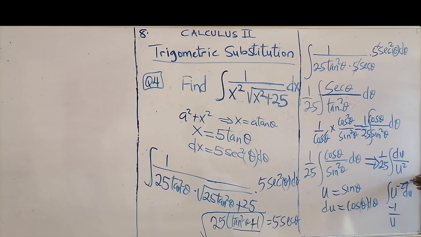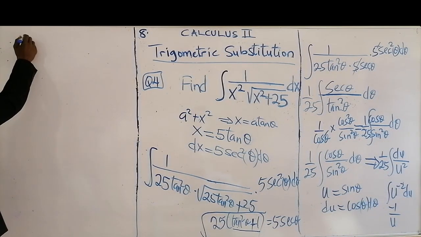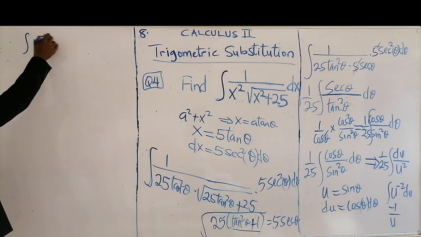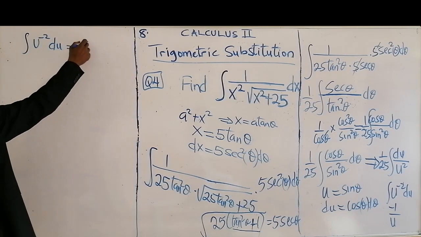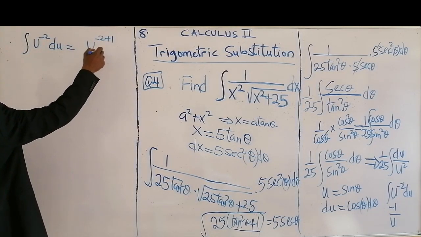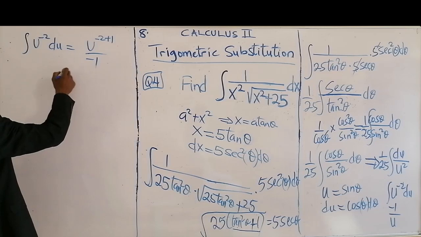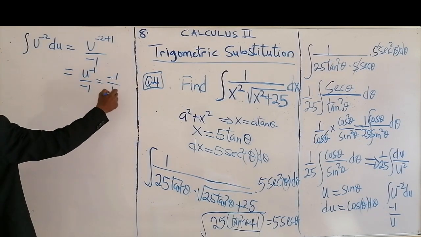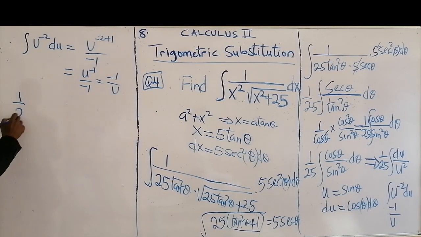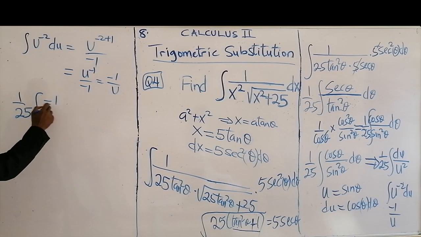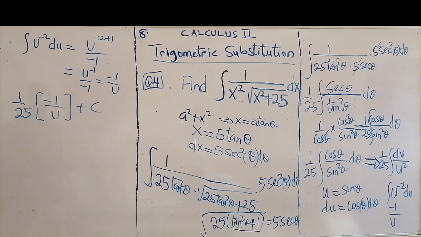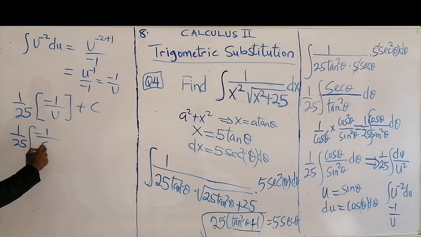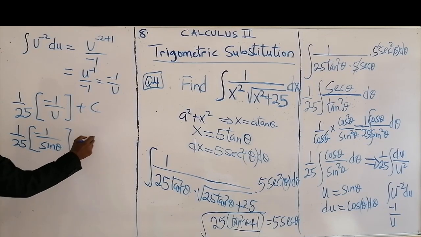If you integrate this with respect to u, the power plus 1 over minus 1. So if you integrate u to the minus 2 du, you have u to the minus 2 plus 1, which is minus 1. This gives us u to the minus 1 over minus 1, which is minus 1 over u. So we now have 1 over 25 times minus 1 over u plus c. Our u is sin theta. So minus 1 over 25 sin theta, plus c.